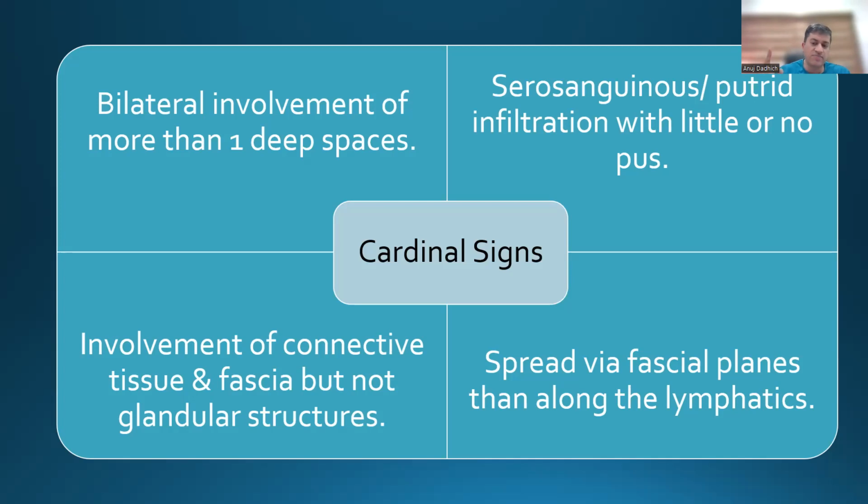Ludwig's angina classically spreads along the facial planes and it does not spread along the lymphatics. And that is the reason why it involves the adjoining spaces. It doesn't skip one space and go to the other one. It usually involves the adjoining spaces. And there is involvement of connective tissue and fascia, but there is no involvement of glandular structure. Now, we've already seen that although the infection spreads along the superficial and deep lobe of the submandibular gland, it does not cause any direct involvement of the gland itself. It only spreads to the connective tissue and fascia, but it doesn't involve the gland. So these are four cardinal signs of Ludwig's angina.